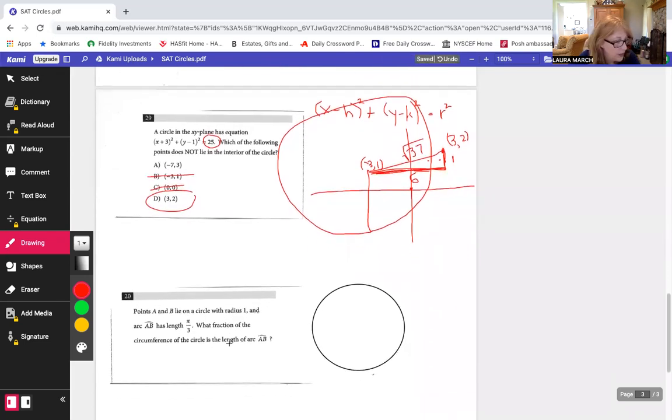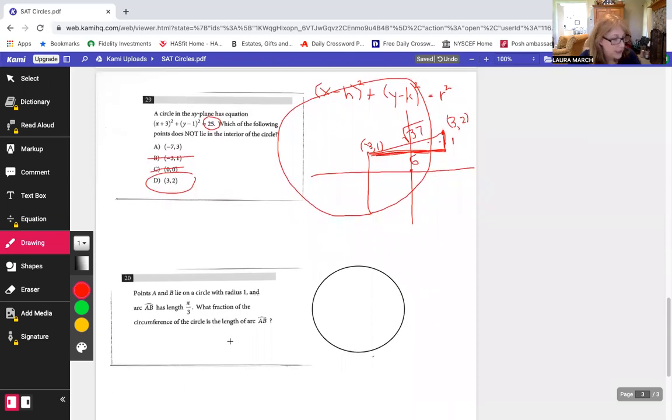Now let's look at number 20, which was from test 6. This is a grid-in. Points A and B lie on a circle. So I'm just gonna always give yourself a drawing. I just draw a circle and put points A and B on it, not sure where they are, and draw my center, and it says radius 1. So I'm just gonna mark a radius of 1. And the arc AB has length pi over 3. And they wanna know what fraction of the circumference is the length of arc AB.